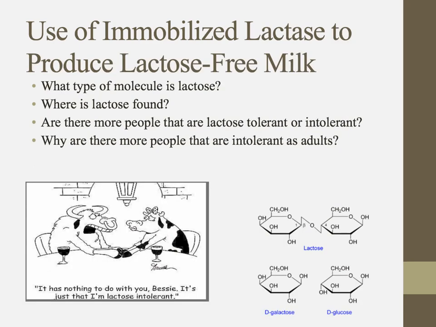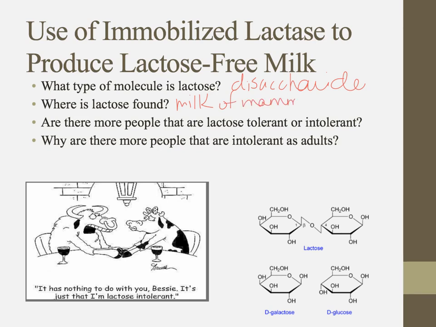We can use those immobilized enzymes for lots of important things, okay? One of them is for producing lactose-free milk. Well, let's go back and review a little bit about lactose. Okay, lactose is a disaccharide, so made of 2 monosaccharides or sugars. It's a carbohydrate, and it's found in the milk of mammals.